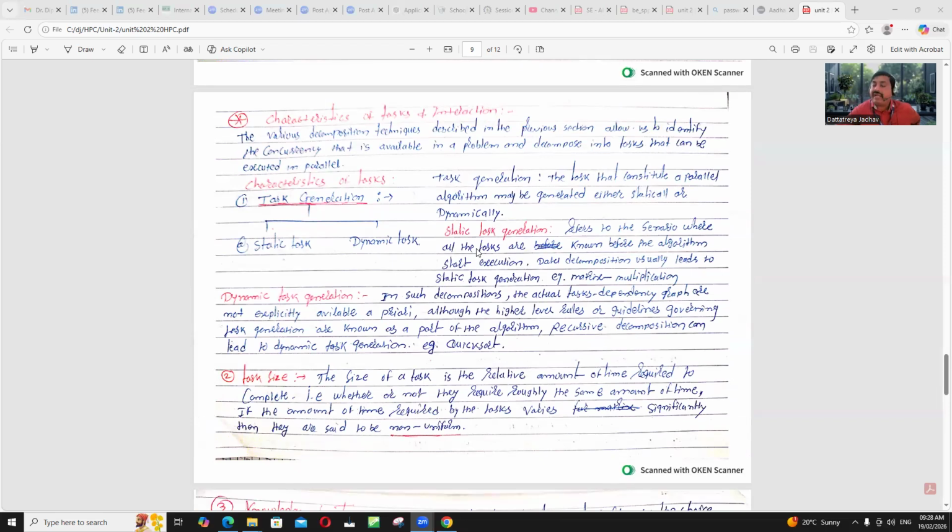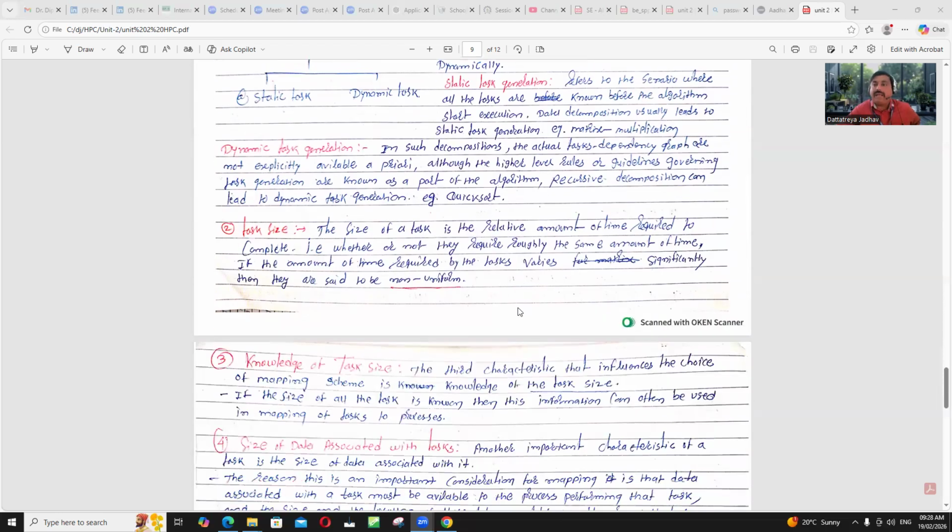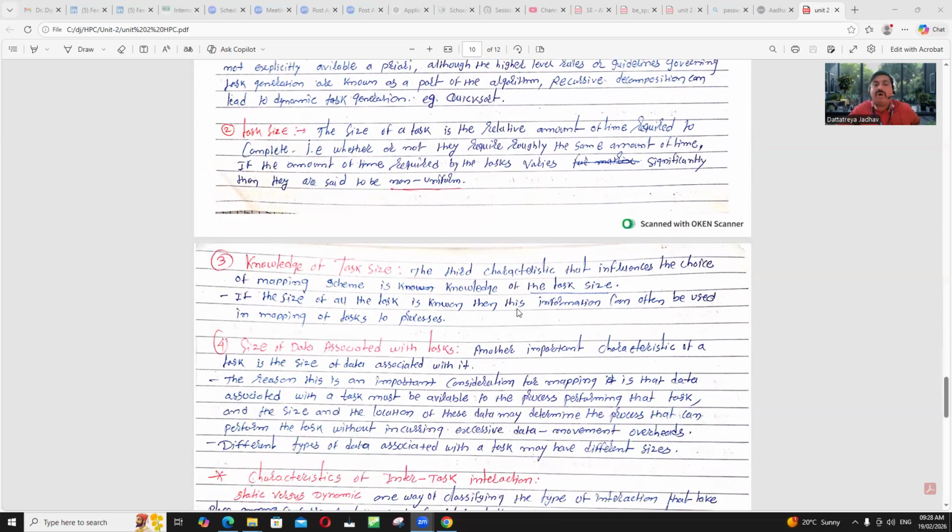First is static, where we know all the tasks before we execute. Dynamic, where we do not know what task will be executed at that time, so it is a runtime relation. So size depends on that. Then task size, then knowledge of task size, and the size of data associated with a task. So we go with those parameters.